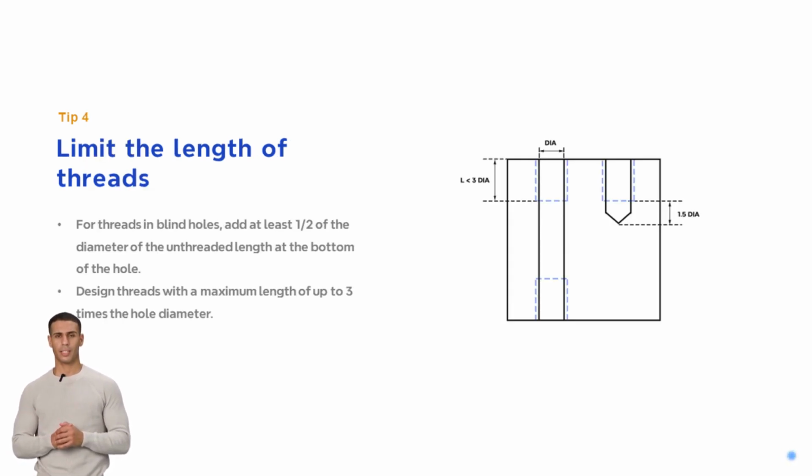Tip number 4, limit the length of threads. Threads longer than necessary can inflate the cost of CNC parts, often requiring special tooling. To economize, design threads with a maximum length of up to 3 times the hole diameter. For threads in blind holes, it's advisable to add at least half the diameter of unthreaded length at the bottom of the hole to optimize machining efficiency and reduce costs.